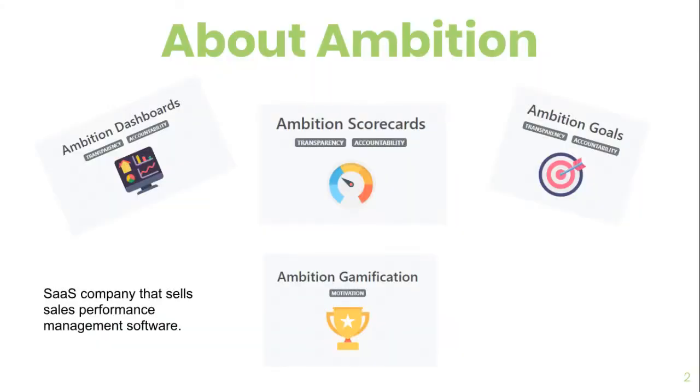They're a SaaS company that sells sales performance management software, so essentially things like analytics, helping businesses set goals, and helping reward their employees. And just like most SaaS companies, probably like yours, even if you have a little startup or an agency, you need to get clients, you need to make money. So what Ambition set out to do was a cold email campaign.